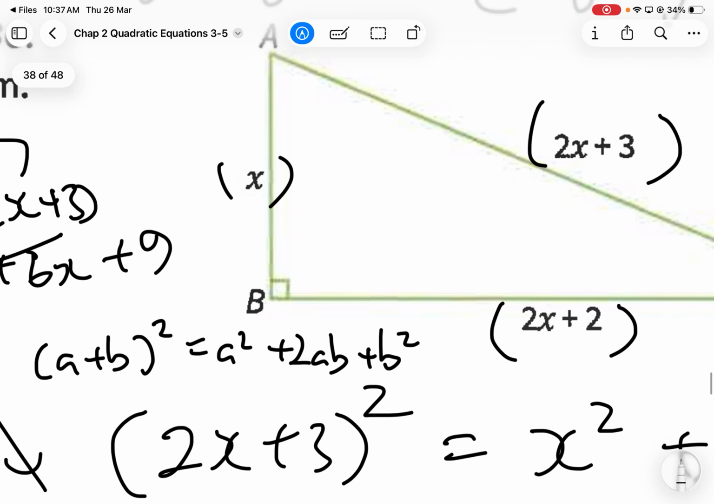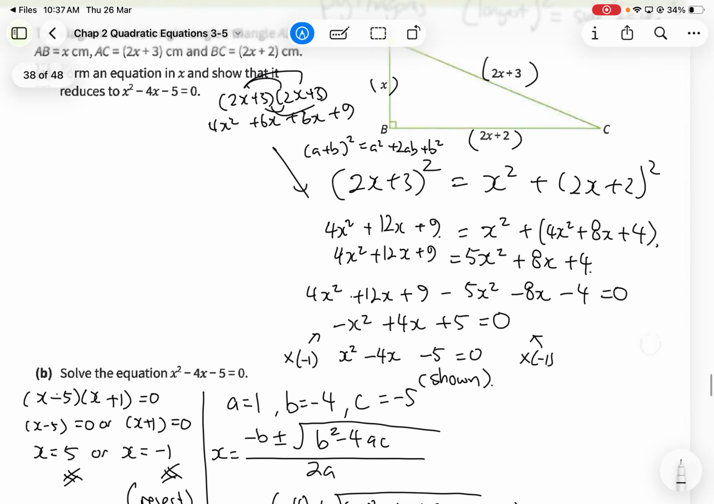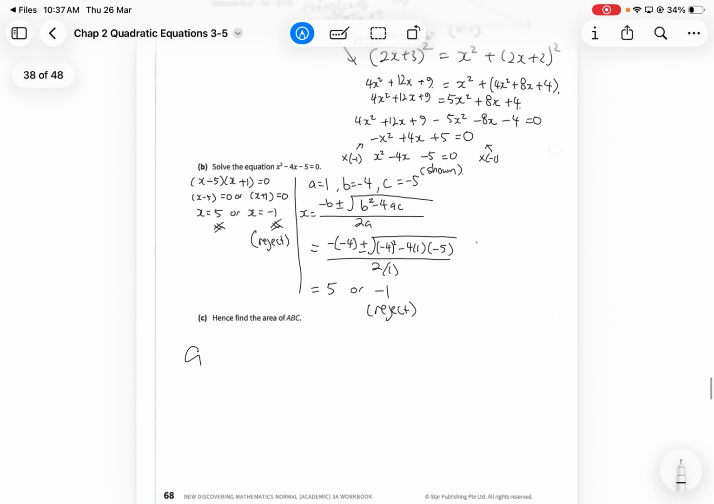Okay, then when I want to find area of triangle, half base times height. Base and height must be 90 degrees apart. So I must take half times x times 2x plus 2. Okay? That is the area of triangle. Half times base times height. The base is 2x plus 2. The height is x.